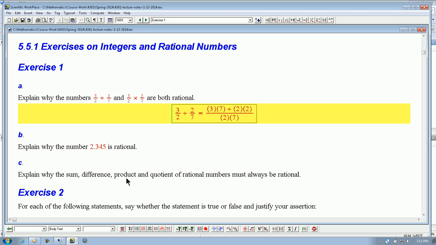Explain why the sum, product, quotient, and difference of rational numbers must be rational. Well, see part A, right? Closure of the rationals. Yeah, I'm a little bit reluctant to use the word closure here. Okay. We could be running into deep trouble. We're going to be using that word to mean something else very soon.